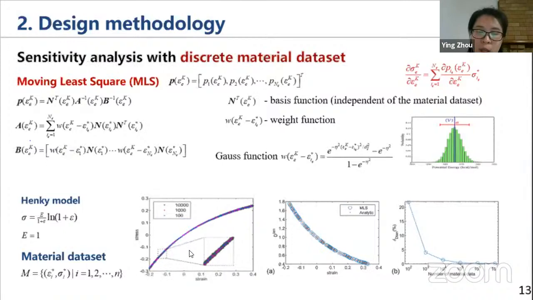For simplicity, the data set is generated based on an empirical model with random noises. This figure indicates that the derivative calculated with the discrete data set agrees well with the analytic result. And the computing error decreases when the data set size increases.